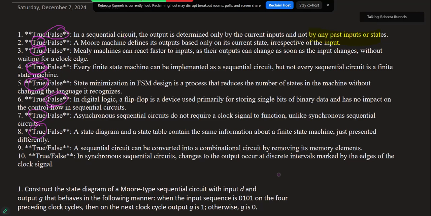A sequential circuit can be converted into a combinatorial circuit by removing its memory elements. So sequential circuits, combinatorial circuits, that's what y'all did in Digital Logic 1. Can you turn any sequential circuit into a combinatorial circuit by taking all the flip-flops out? Yes. Well, yes, but it won't do the same thing. Sure, I can do that, but I don't think that's what the question means. Can be turned into a combinational circuit that does the same thing. By combinational, do you mean just using OR gates and AND gates? Yes.